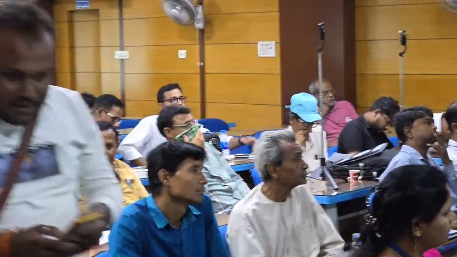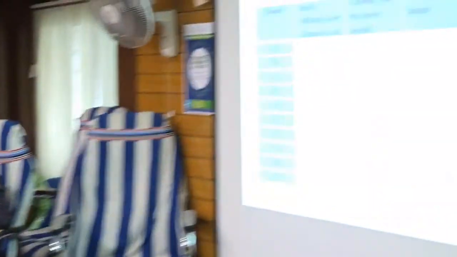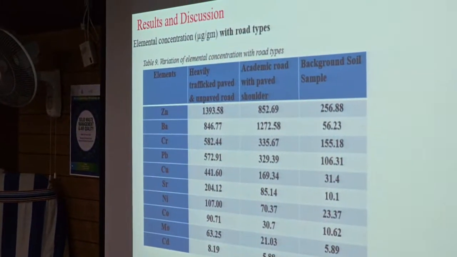So now I will move on to the concentration of the elements. We have divided the results according to the types of road. We have grouped the results into heavily trafficked paved and unpaved roads. Then the second one is the academic campus, IIT campus roads. The last one is the background soil, which is not influenced by traffic emissions.